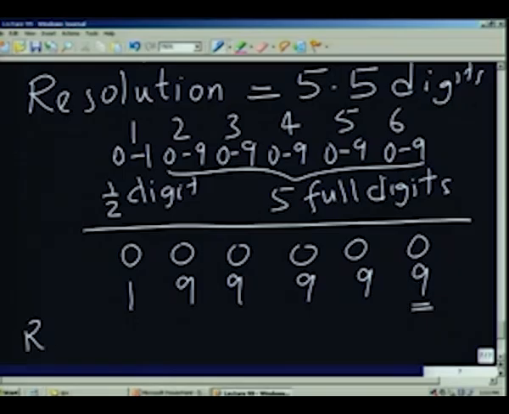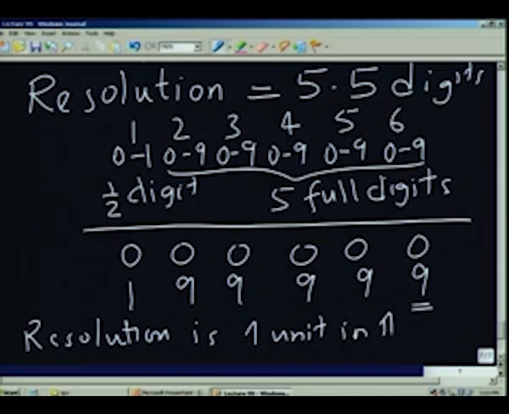So, resolution is actually 1 unit in the last place. It is also called the last digit or the last place, that is 1 unit in the last place. Okay. So, you can see this 1 unit is nothing but 1 followed by 5 zeros, 1 in 10 to the power of 5 here. Okay.